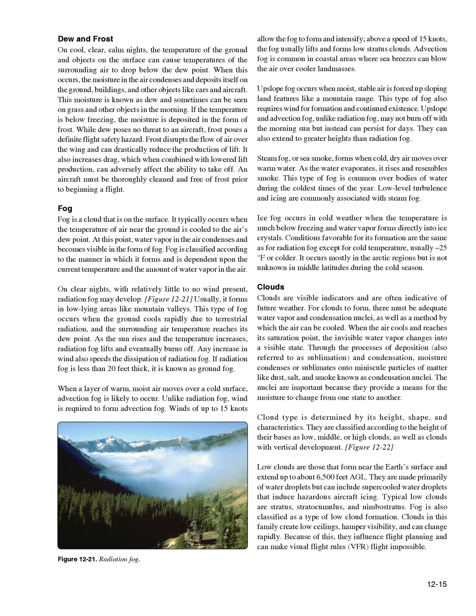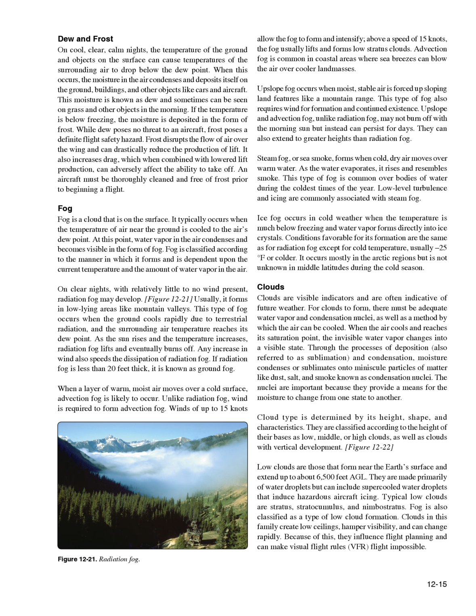When a layer of warm, moist air moves over a cold surface, advection fog is likely to occur. Unlike radiation fog, wind is required to form advection fog. Winds of up to 15 knots allow the fog to form and intensify. Above a speed of 15 knots, the fog usually lifts and forms low stratus clouds. Advection fog is common in coastal areas where sea breezes can blow the air over cooler landmasses.